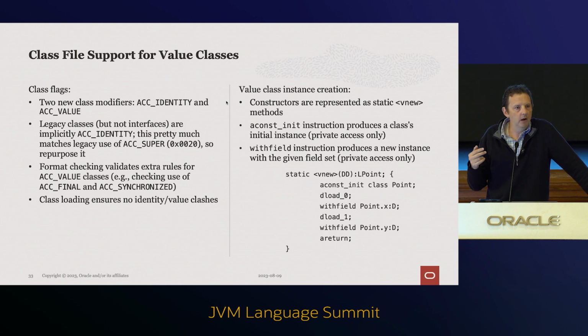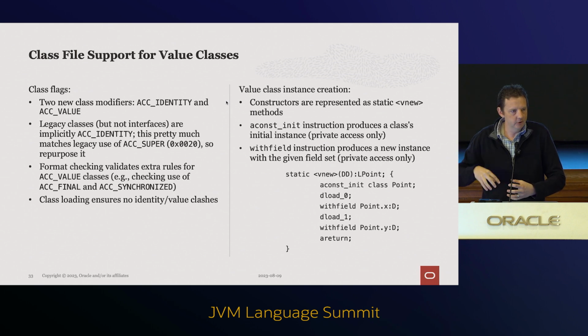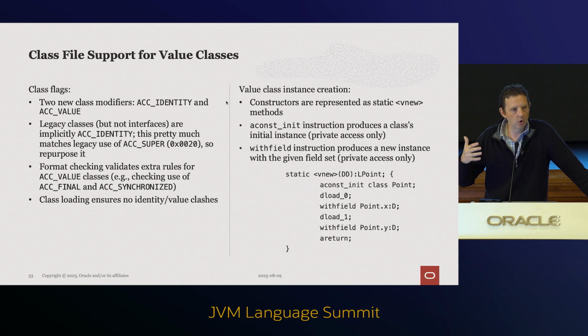There's a couple of new opcodes that will get used in those methods. The first is aconst init. That gives you the initial instance of the class. The second is withfield. Withfield takes an instance, creates a duplicate, and sets the field to a certain value. So again, no direct mutation of state. This is cloning with a different field value.